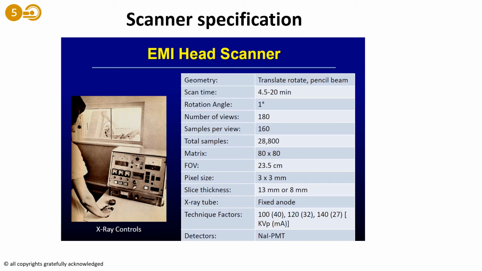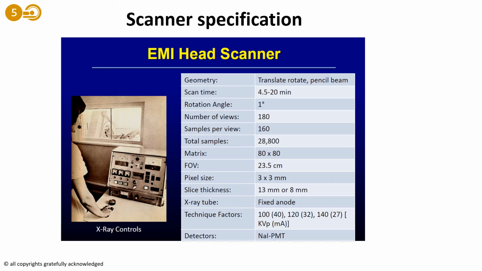Here you can see the specification of the original EMI Mark I CT scanner. At the time, this was a stunning achievement, but it appears very basic to us now. The scan time was between 4.5 and 20 minutes per scan. It's true that this was for 2 slices at a time, but compare this to the 22 to 25 seconds to scan a complete 1,500mm area along the body today.